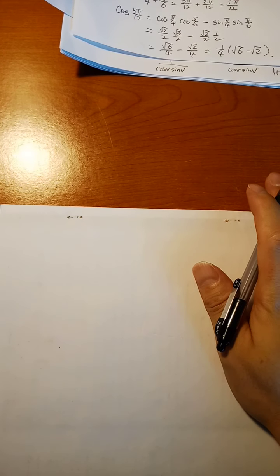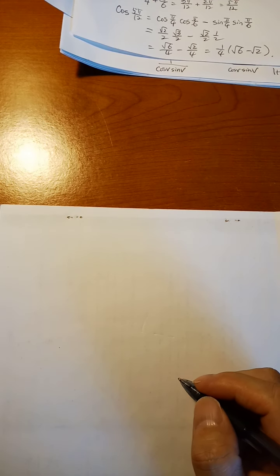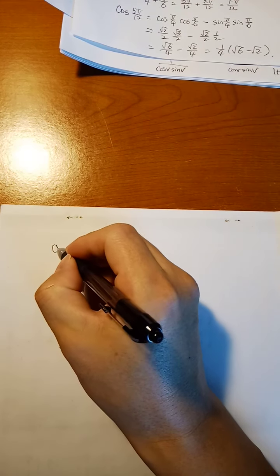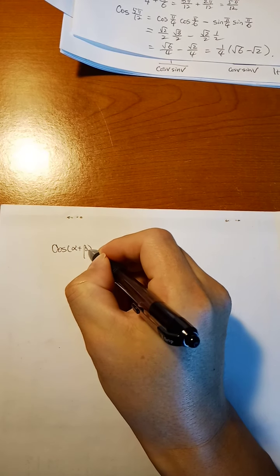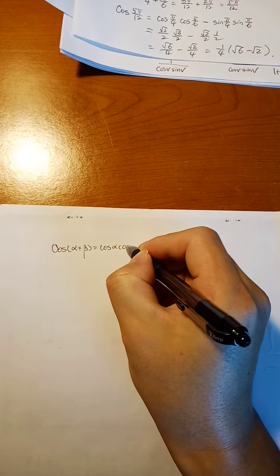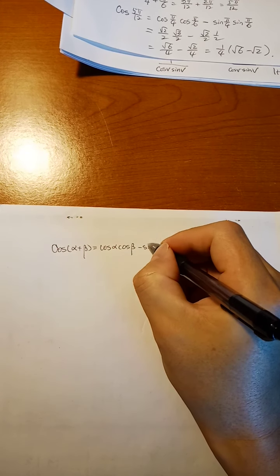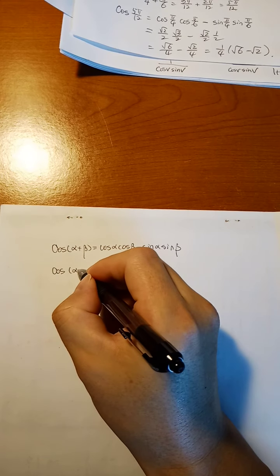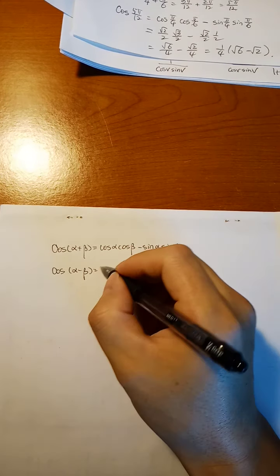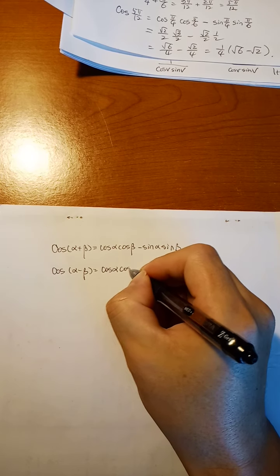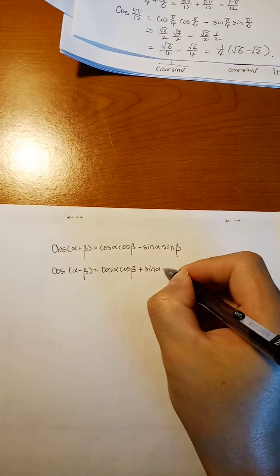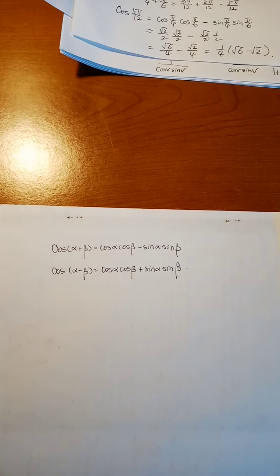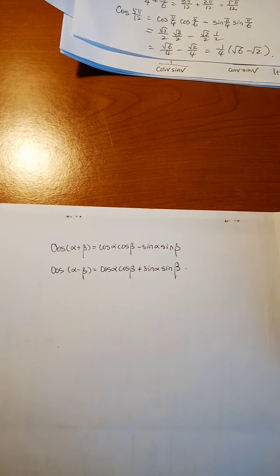Okay, so last lecture we already introduced the sum and the difference rule for cosine. So let's recall: cosine of alpha plus beta is cosine alpha cosine beta minus sine alpha sine beta, and cosine of alpha minus beta is cosine alpha cosine beta plus sine alpha sine beta. Okay, so this is the sum and difference rule for cosine.